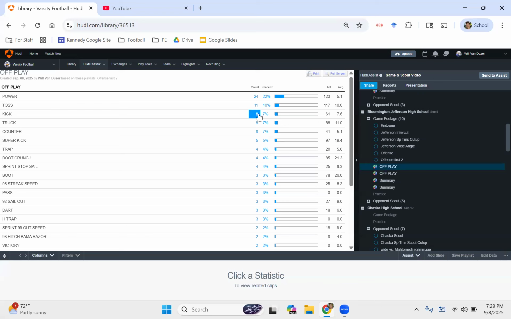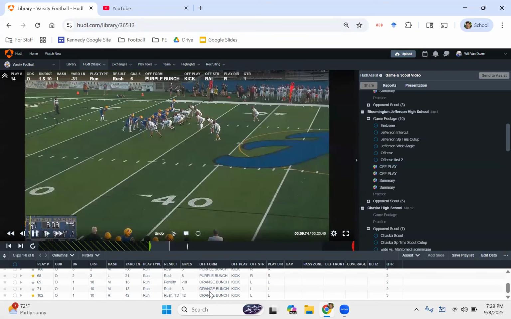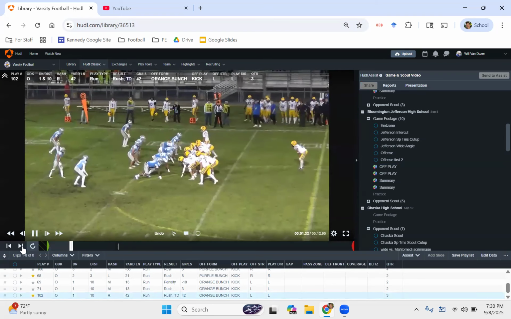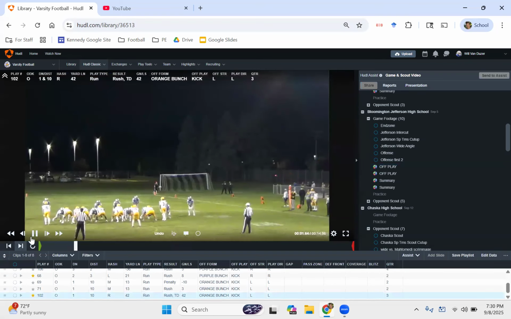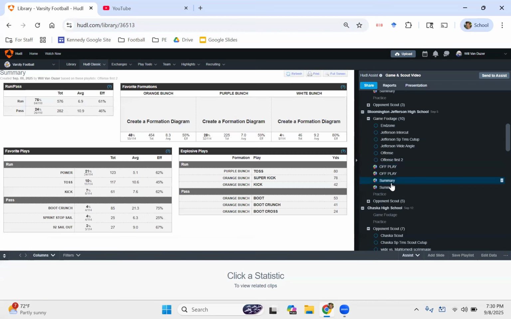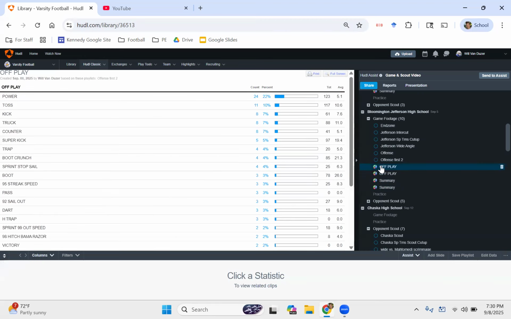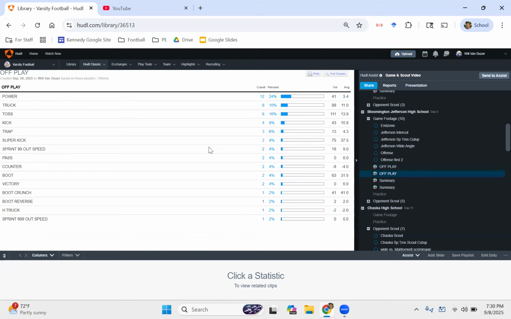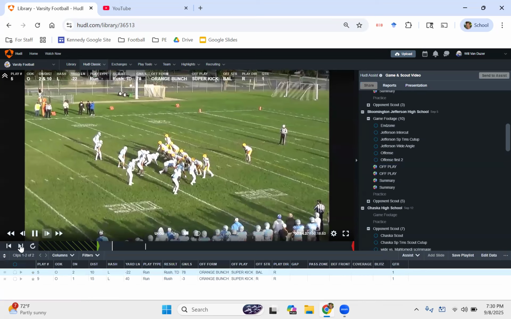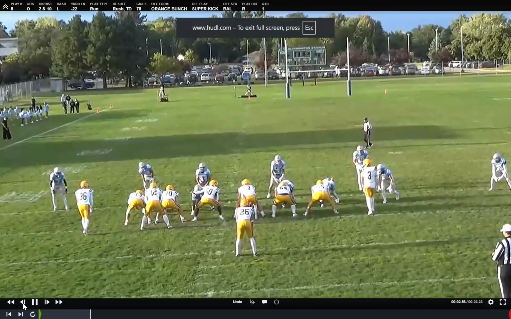Let's talk about kick. We're going to watch super kick. I'm just going to find a good example of one and show that one. So kick and super kick are the same thing for us. This is the best example of super kick, or of kick.